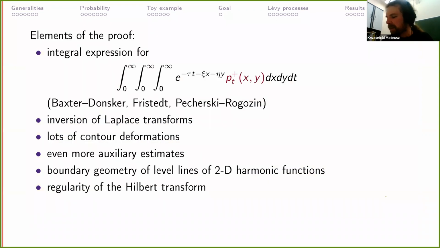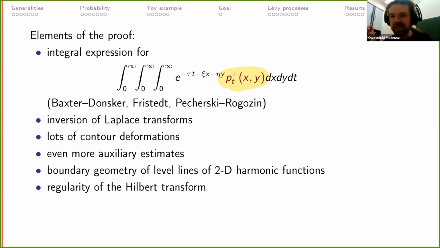And in my last slide, let me just mention very briefly what's inside the proof. What we start with is an integral expression for the triple Laplace transform of the heat kernel of P_t plus with respect to t, x, and y. That's known since the 50s, essentially, due to Baxter and Donsker in different forms. This was also found by Frisch-Tedt and Pecherskii-Rogozin. And then what we do is just invert the Laplace transform. But that's very technical and requires a lot of contour deformations. For example, we need to deform the real half line to the contour gamma, the spine of the Rogers function.